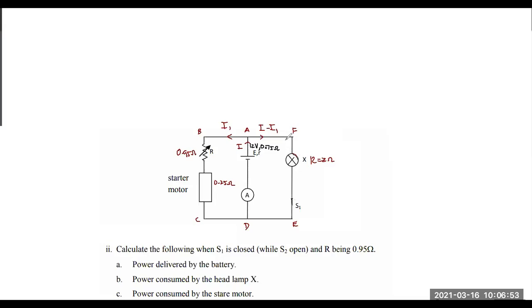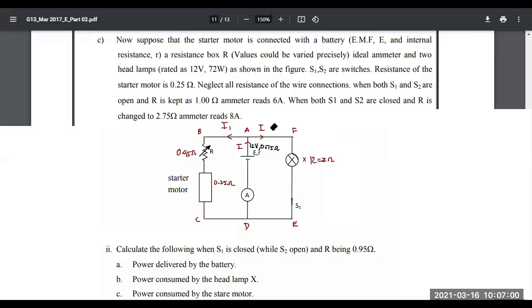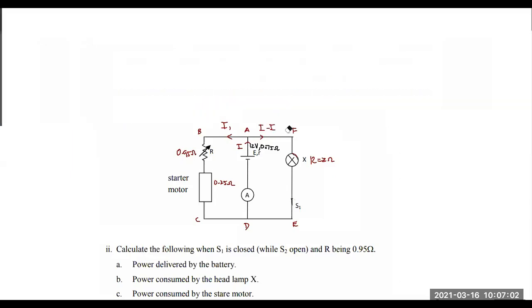The wisest thing to do is to make things less complicated. I will take the current through this as I2 for the time being. Then it's easy for us. Then finding the final powers and all, it's easier for us. So the current going through this, we'll take it as I2. Current going through this, we'll take it as I1.